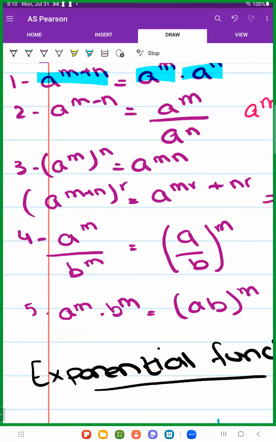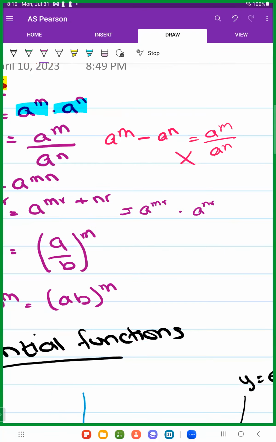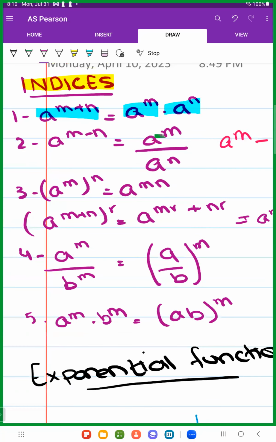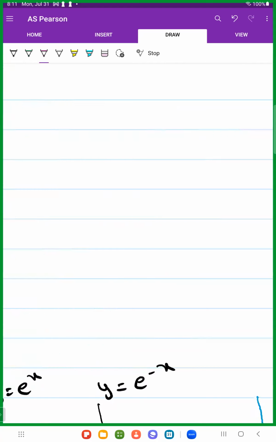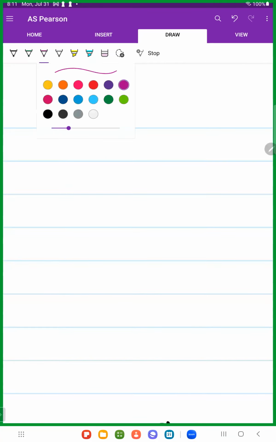Have you written these down? No, almost done. Let me know once you're done. Okay, done. All right. I'm giving you some questions for indices, which you can try solving.